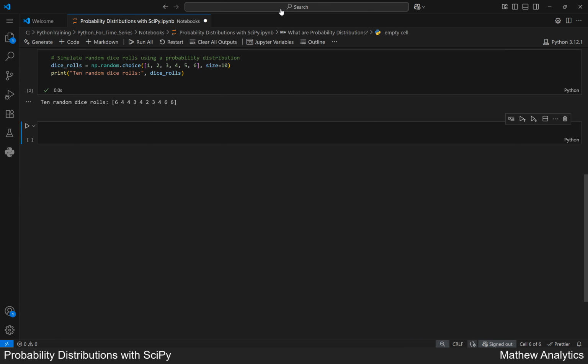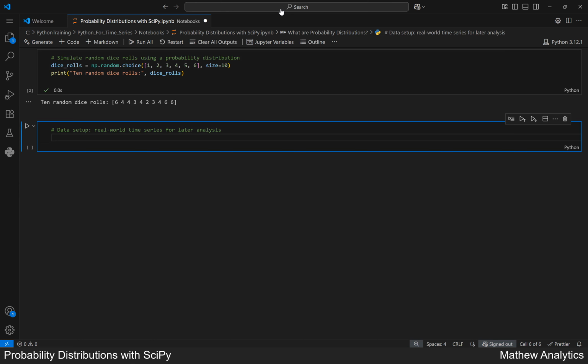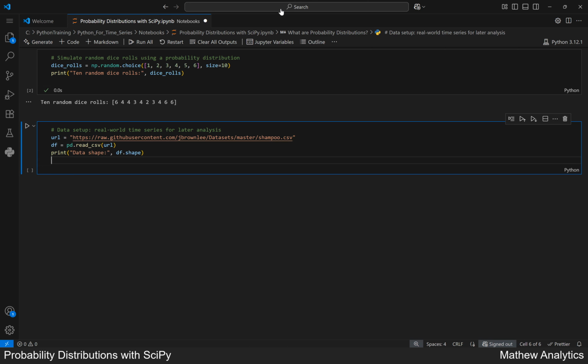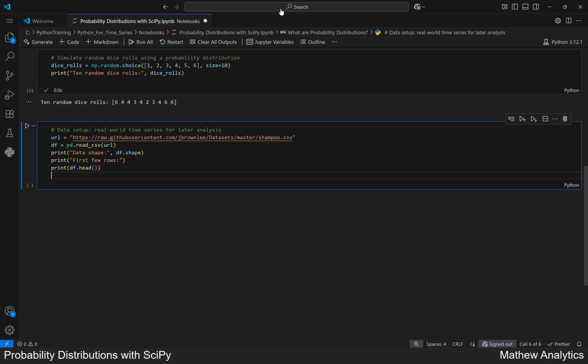Let us load a real dataset, shampoo sales over time, from a CSV file online. The URL points to the data. Pandas reads the CSV into a table. Now, see how many rows and columns the table has. Next, see the first 5 rows of the table, so you know what is inside. Running the cell now.